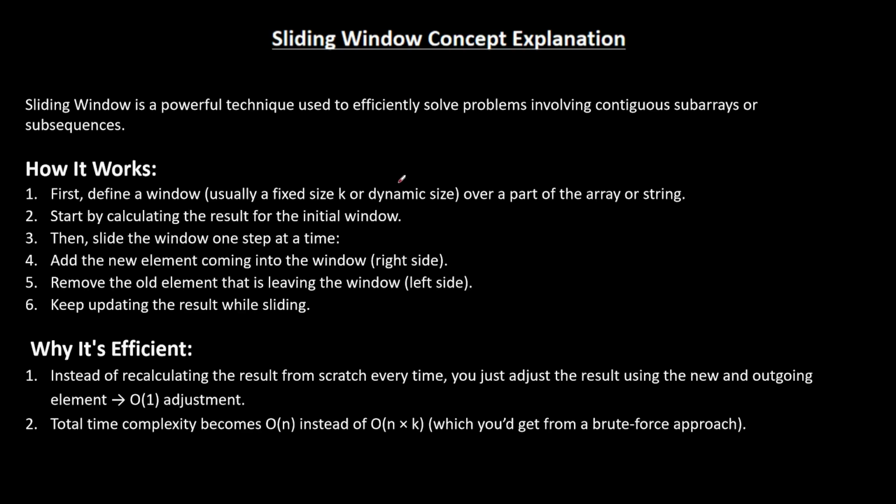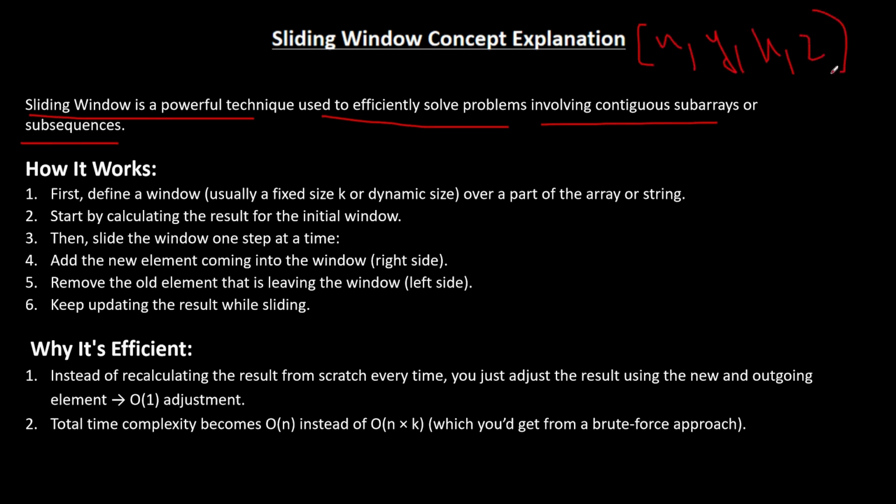Before going to the approach, let's understand the sliding window concept in more depth. Sliding window is a powerful technique used to efficiently solve problems involving contiguous subarrays or subsequences. I hope you understand what subarrays are. If this is an array with some values, the subsequence for it will be x, n, z. We follow the relative order given in the original array, but it may be continuous or it may not be continuous. Fine. And the same case applies to strings also.